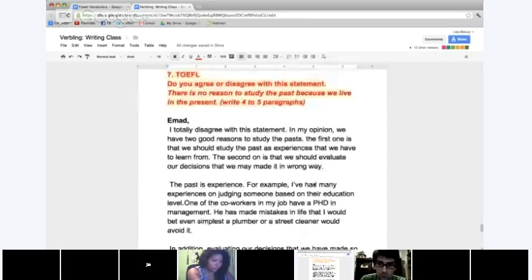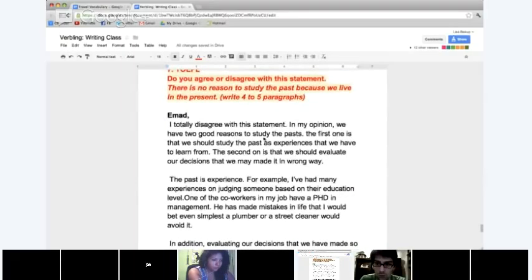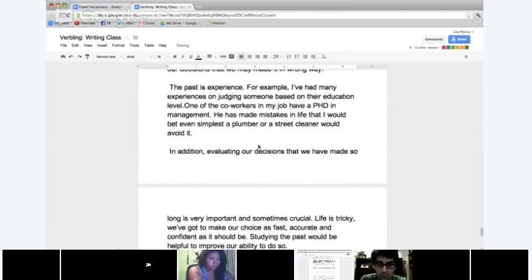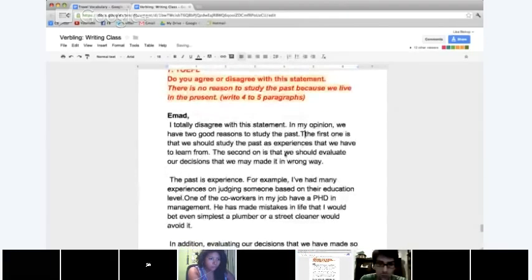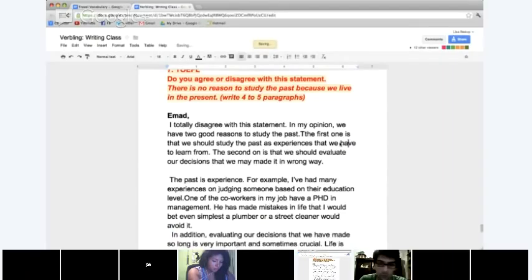All right. I totally disagree with this statement. In my opinion, we have 2 good reasons to study the past. Capitalize past there. The first one is that we should study the past as experiences that we can learn from. Can I say good or could learn from?